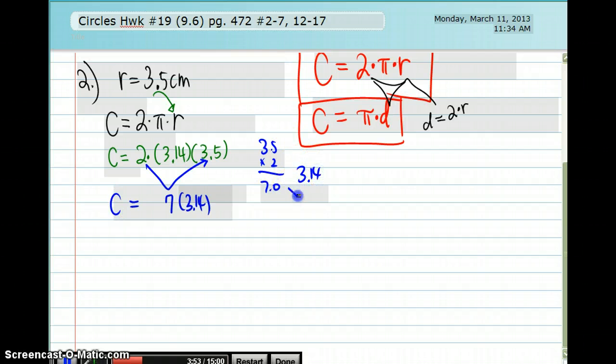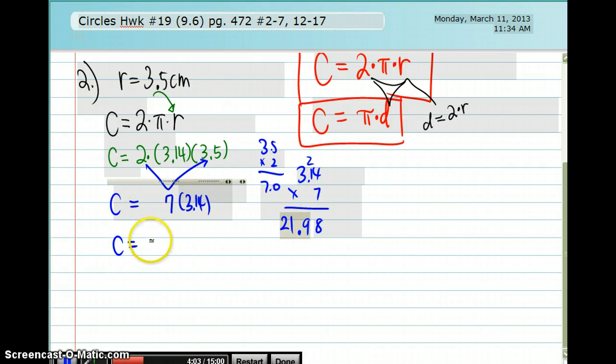Then I'm going to multiply 3.14 times 7, and yes, I am not using a calculator. So thank you for not using a calculator. It's exactly what I want you to do, practice multiplying your decimals. You will not be able to have that calculator when you take a quiz.